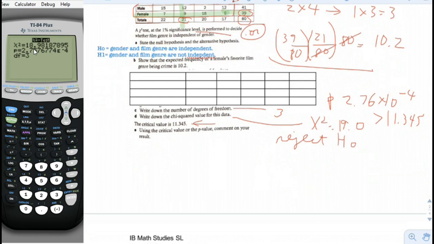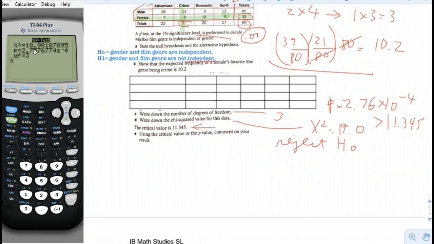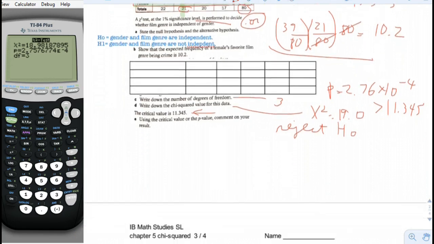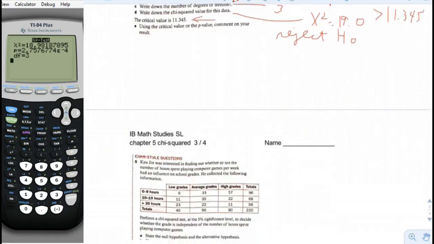Because when chi-squared is greater than the critical value, we reject. When the p-value is smaller than the significance level, we also reject. They both become less or more at the exact same moment. Okay? So that's it for page 4. Or page 3, actually. Page 2, actually. Sorry about that.